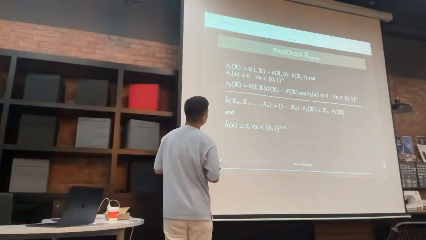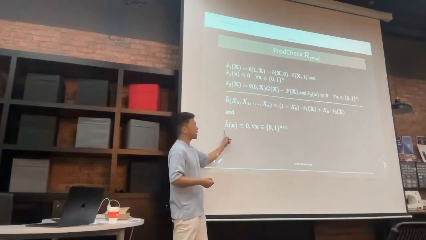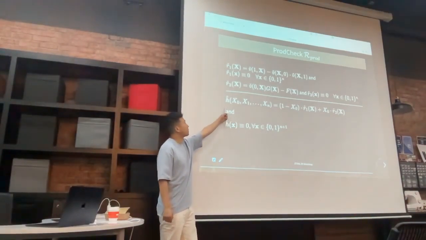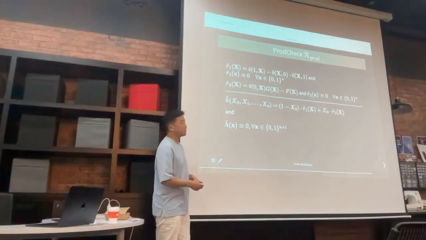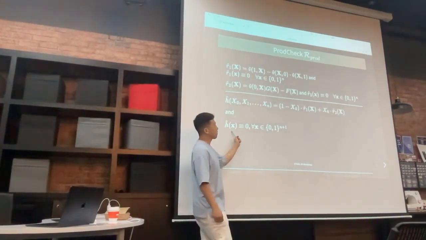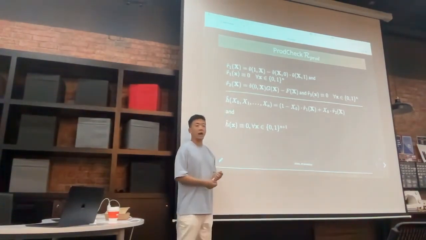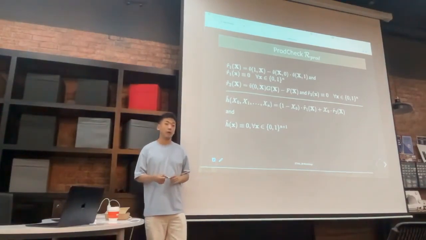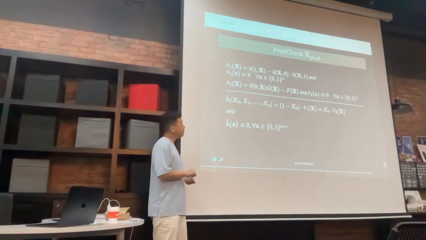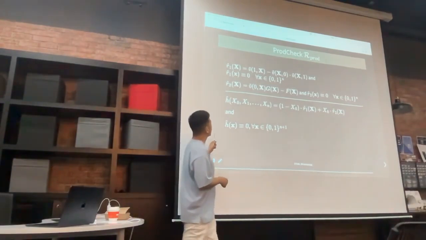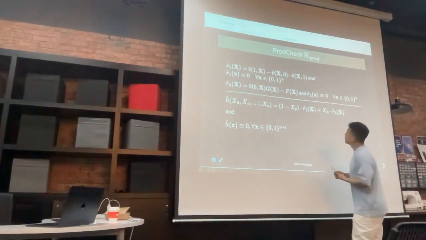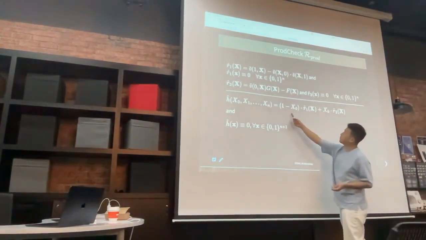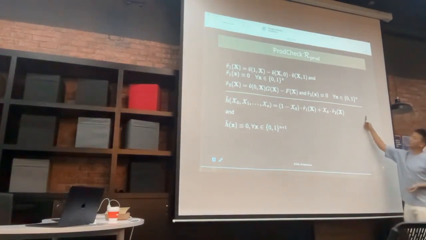Okay. Actually, what we want to do is checking the final auxiliary polynomial H hat all over the n+1 dimensional Boolean hypercube, which means that it will be 0 for every case.